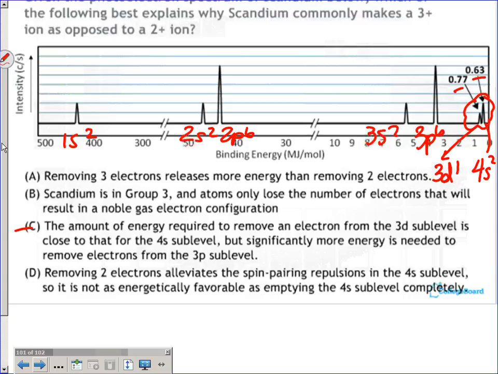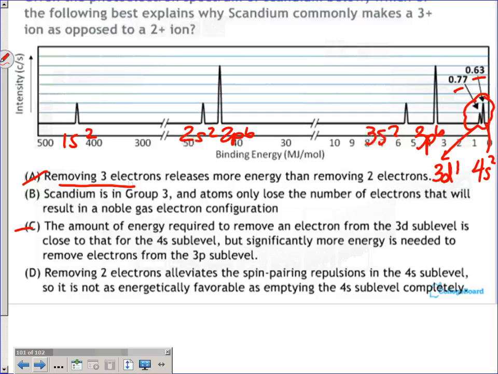Okie dokie. So how do we rule out these? Removing 3 releases more energy. Does it release energy when it removes these? It requires energy to kick the electron out with the kinetic energy, right? So I wouldn't necessarily, it says it releases more, plus you don't have that kind of information. You only have binding energy, you don't have releasing energy. You don't have like electron affinity or anything like that.